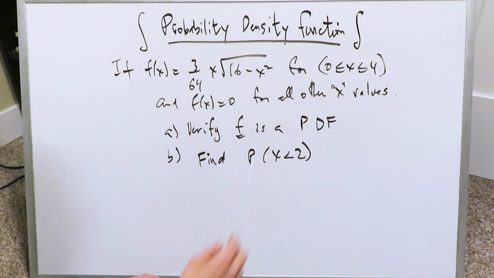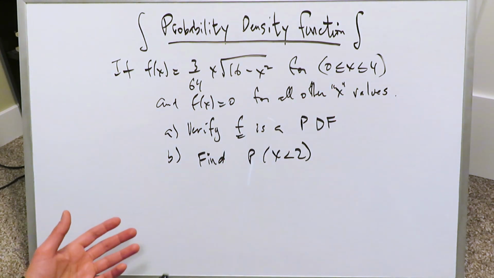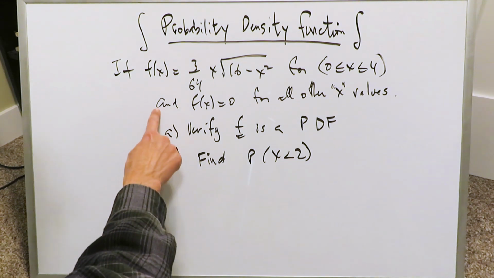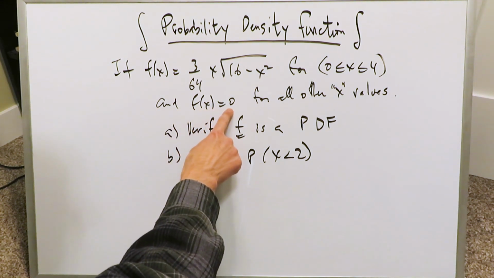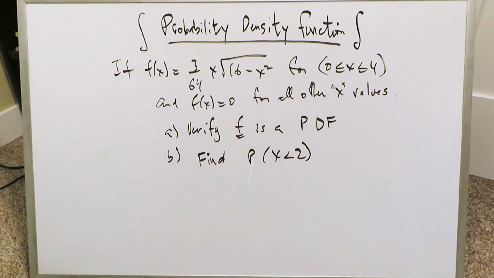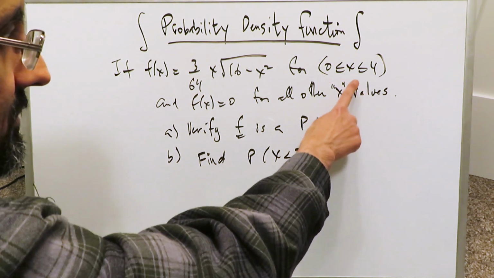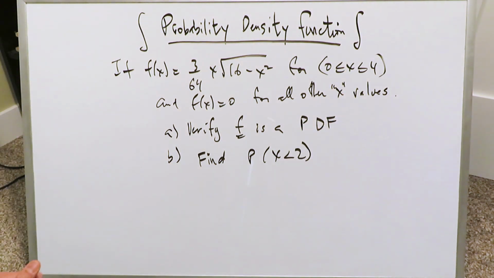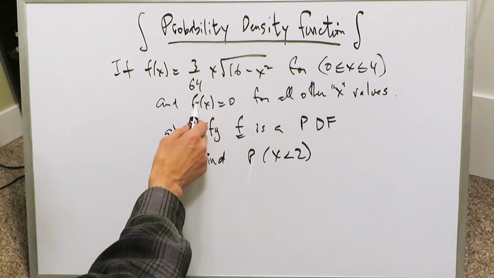And these are basically your continuous random variables, the range of those continuous random variables. And your function is f of x is equal to 0 for all other x values. We have to verify the function is indeed a PDF, probability density function, and we have to find the probability that x is less than 2 right here. Let's look at exactly what this is saying.